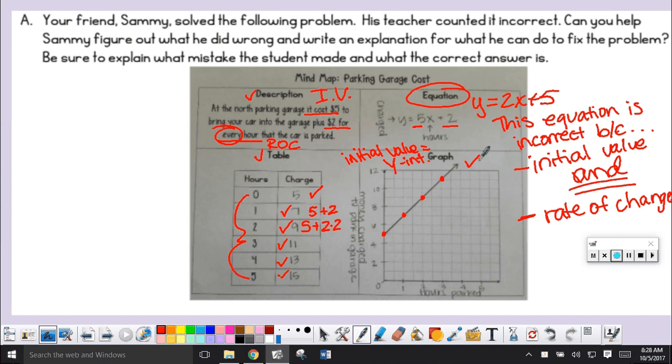So the only thing that's wrong with this mind map is the equation and the way that Sammy solved it, because he switched the initial value and the rate of change. Okay, you have to check all 4 components, because on the test, just because the equation's wrong on the review, that does not mean that the equation is going to be wrong on the test. You need to make sure that you're checking all 4 components of the mind map.